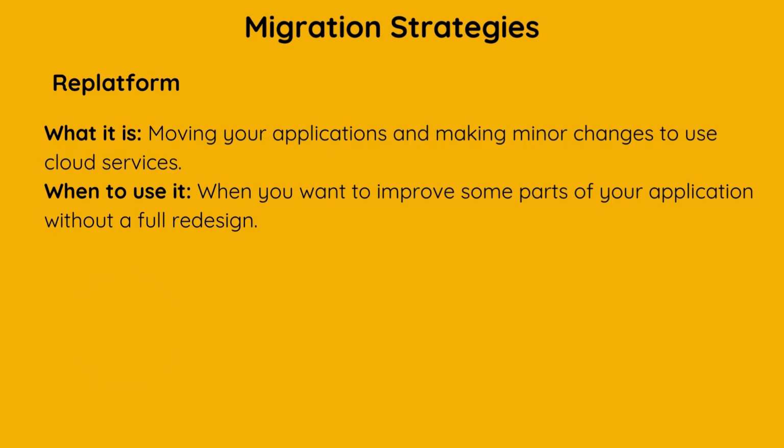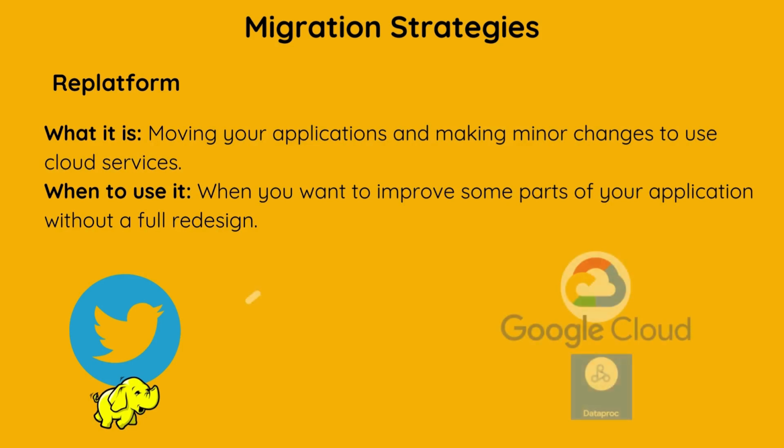Let's say Twitter, aka the new X, moved parts of its Hadoop clusters to Google Cloud using a replatforming strategy. Twitter wanted to reduce the operational burden of managing its Hadoop clusters. They replatformed their Hadoop infrastructure to Google Cloud's Dataproc, a managed service for running Apache Hadoop and Spark. This reduced the operational overhead and allowed Twitter to focus more on data analytics rather than infrastructure management.